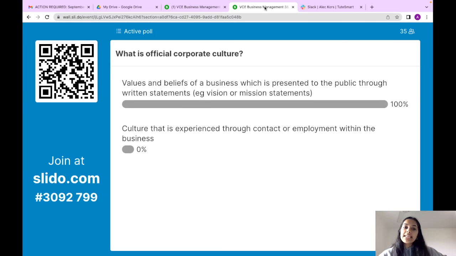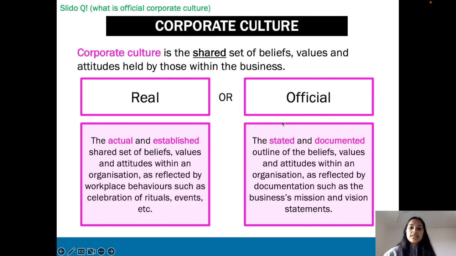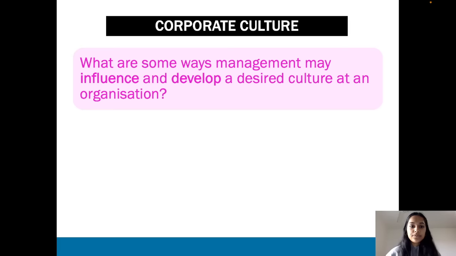All right, yes, so it is definitely the first one. Official corporate culture is the stated and documented outline of the beliefs, values, and attitudes of an organization, and that's often reflected through the business's mission and vision statement. So it's really what's seen by the public. We often see their slogans, their mission, their vision statements, and that's the culture that we are presented with. So yeah, that's official versus real corporate culture.